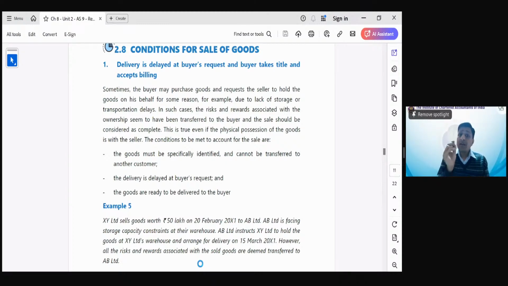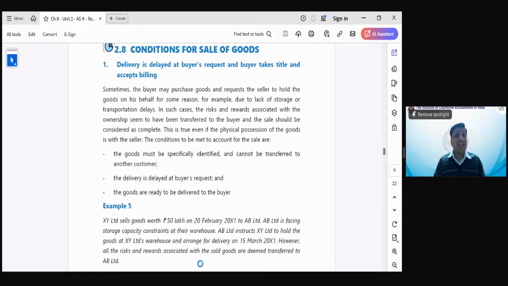Please remember, why are these conditions required to be fulfilled? So that the criteria of risk and reward is met. So that's why some of the points that we are going to look at are all in relation to the risk and reward. We are not going to discuss or cover any new concept. The concept remains same. You can say for that particular concept, it's an illustration or an example.